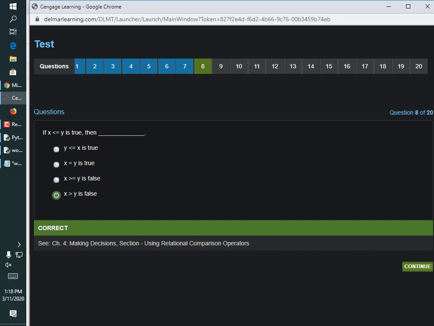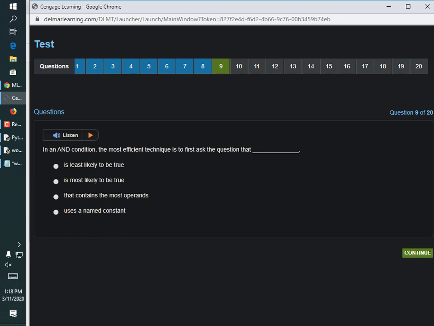In an AND condition, the most efficient technique is to ask the question first that is least likely to be true. Why? Because you want to rule out as many as possible. I don't want to have to check your driver's license. Let's say I'm really weird and I say nobody gets into my club unless you have red hair and you're greater than 18. It's easier for me to check to see if you have red hair. I'd want to put that first, right? Because I don't want to check your driver's license if you don't have red hair.